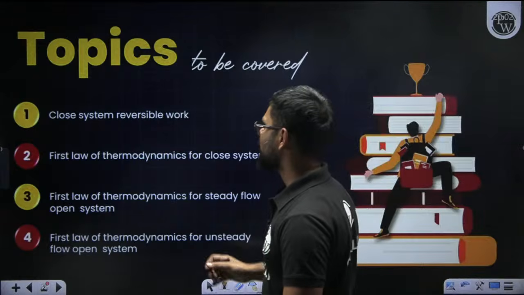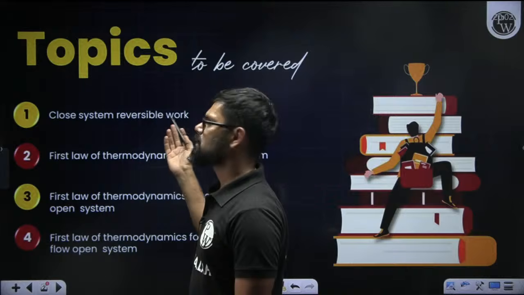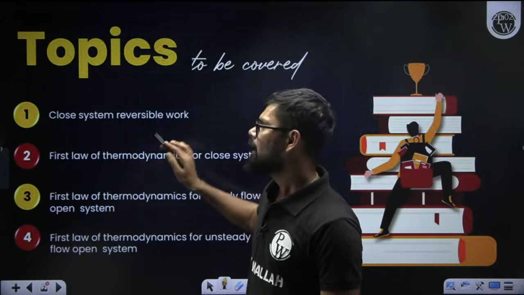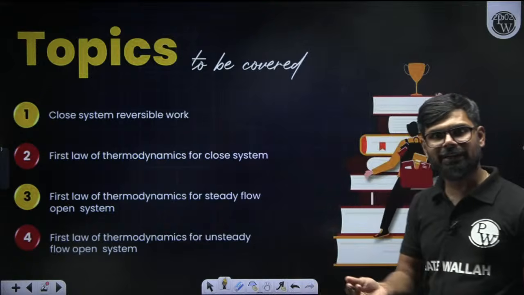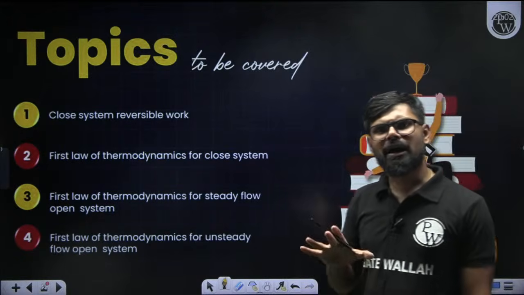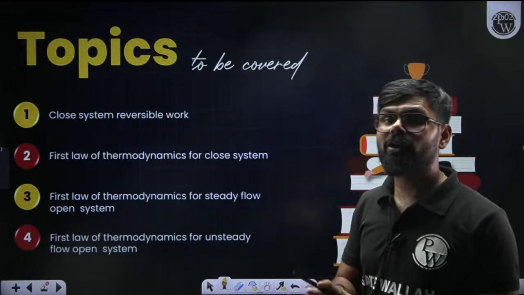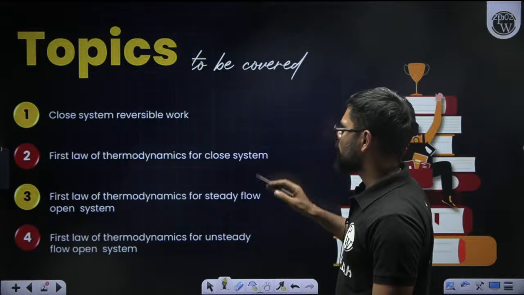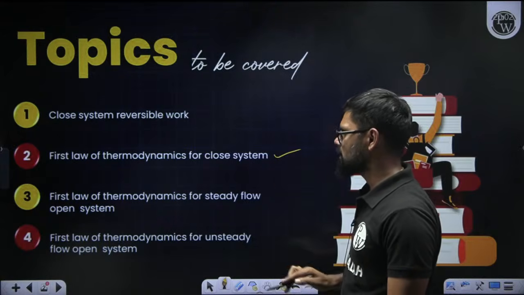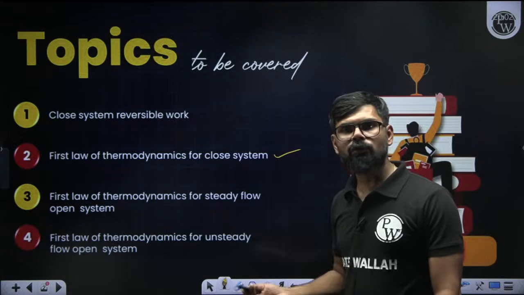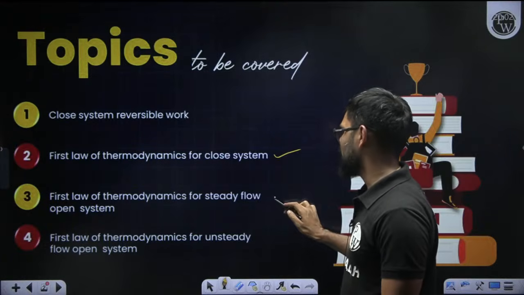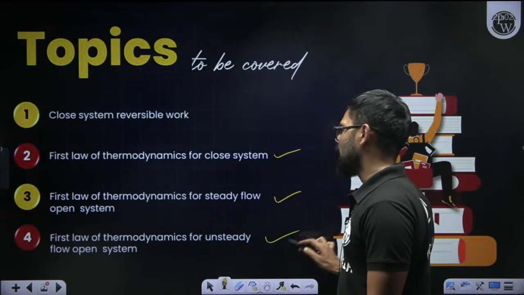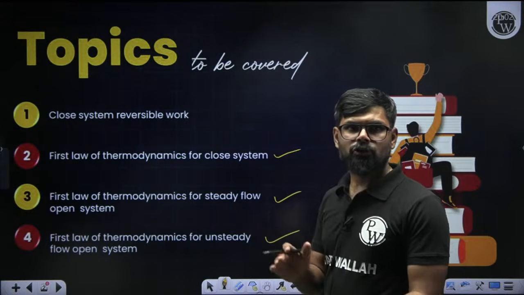Here you will get closed system reversible work, that is W is equal to integration 1 to 2 PdV, which we already discussed yesterday. That was also a part of the first law of thermodynamics. Today we are going to talk about the first law of thermodynamics for a closed system. Then tomorrow we'll discuss the first law for a steady flow open system, and then for an unsteady flow open system.